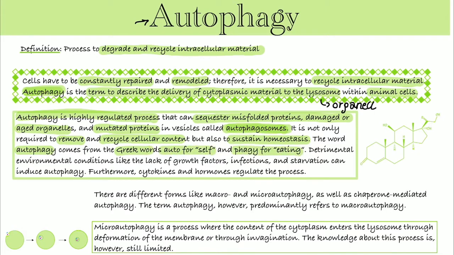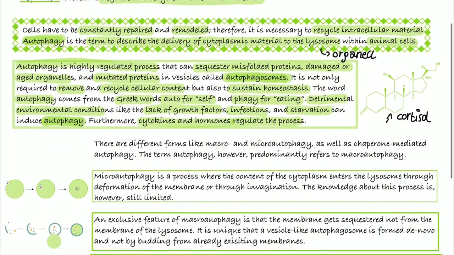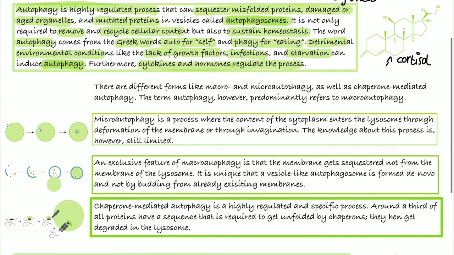And if we have detrimental environmental conditions like the lack of growth factors, infections, or also starvation, then autophagy gets induced. Furthermore, cytokines and hormones like cortisol, which is depicted on the right side, can regulate and initiate autophagy. We have actually three major types, which are macro and microautophagy, but also chaperone-mediated autophagy. The term autophagy in general predominantly refers to macroautophagy.